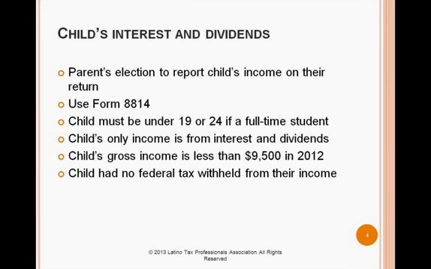Now there are additional taxes or additional income that can be included. One is child's interest and dividends. If a child has more than $1,900 of interest earned, could be savings accounts, in any which way, this is not necessarily earned income. A parent can elect to report the child's income on their own return, or the child can do their own return.